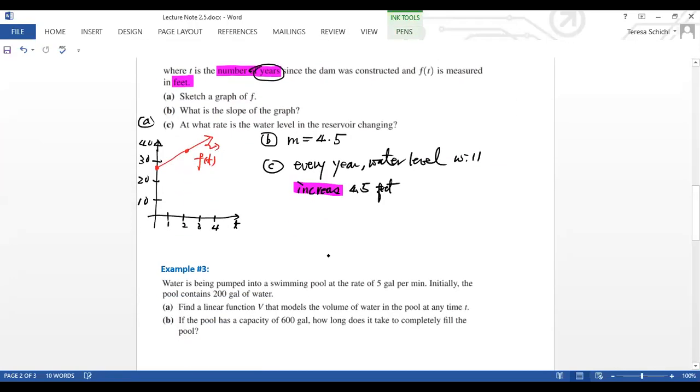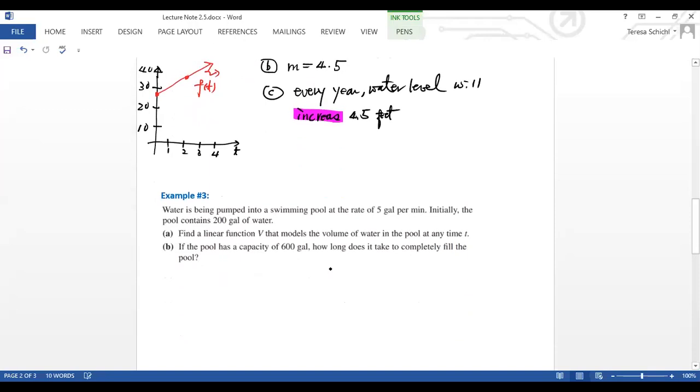Okay, so now let's take a look at the next one here. They say water is being pumped into a swimming pool at a rate of 5 gallons per minute. The initial pool has 200 gallons of water. So they want to find the linear function of the volume at any time t.